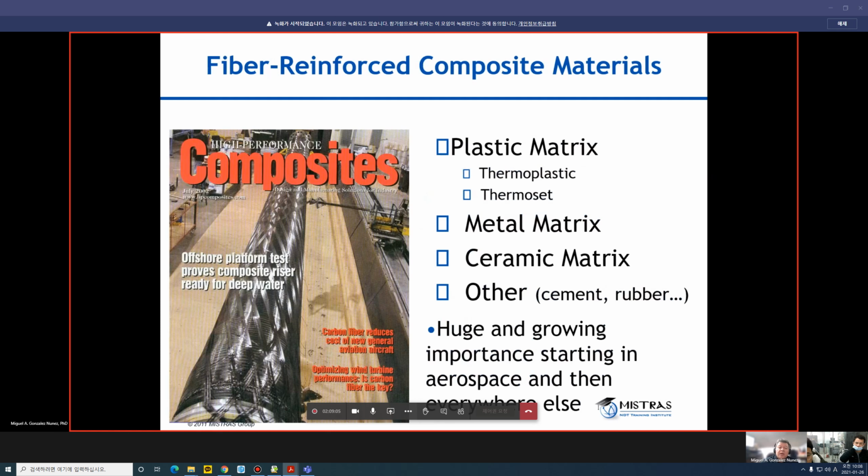So acoustic emission has been applied in fiber-reinforced composite material on plastic matrix with thermoplastic or thermosets, metal matrix, ceramic matrix, other materials like cement or rubber. And this industry is huge and of growing importance, starting in aerospace and then everywhere else.